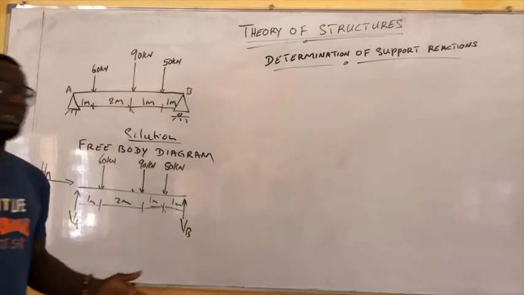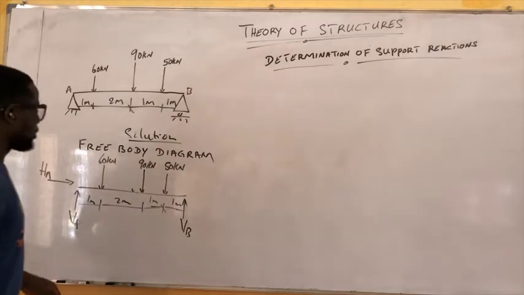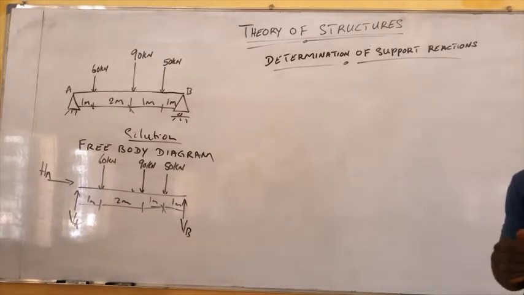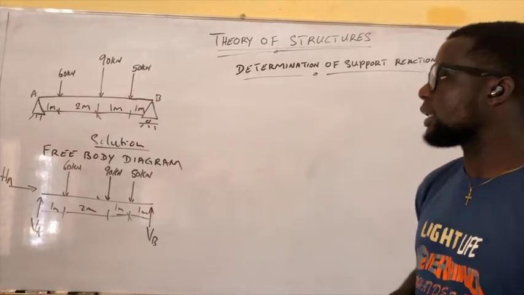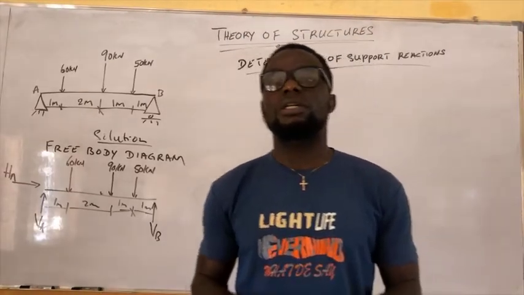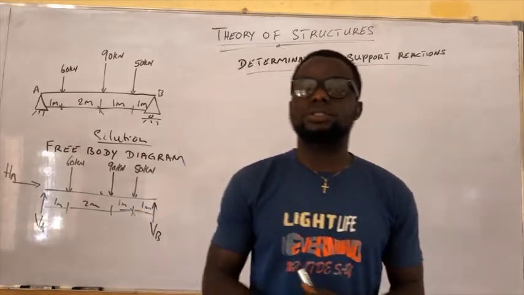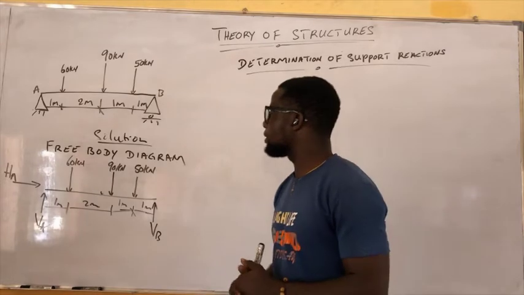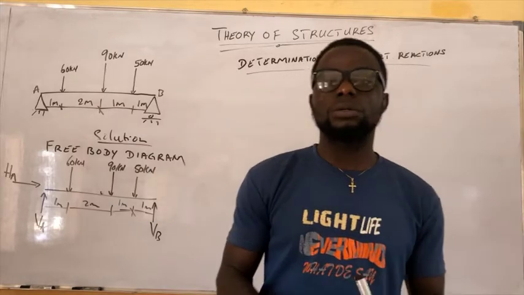So this is the free body diagram. You show the reactions, the loading, and the dimensions. Once you have done that, we start with what we call determinate structures. For a beam, there is a formula to check for determinate structures. A determinate structure is one whose support reactions you can obtain using the three equilibrium equations. This is a determinate beam, so we will use the three equations of equilibrium to determine the reactions.